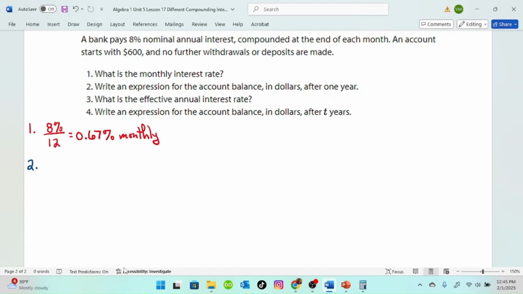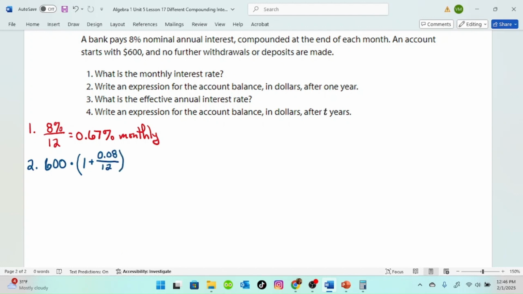Number 2. Write an expression for the account balance in dollars after 1 year. So, we're going to start with $600. And we're going to multiply that by the growth factor. We have 1, which maintains the current amount, plus I'm going to take this 8% and turn that into a decimal, 0.08. And we're going to divide that by 12.